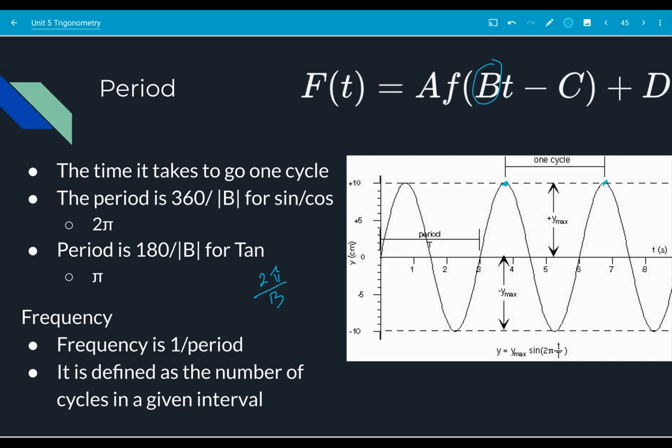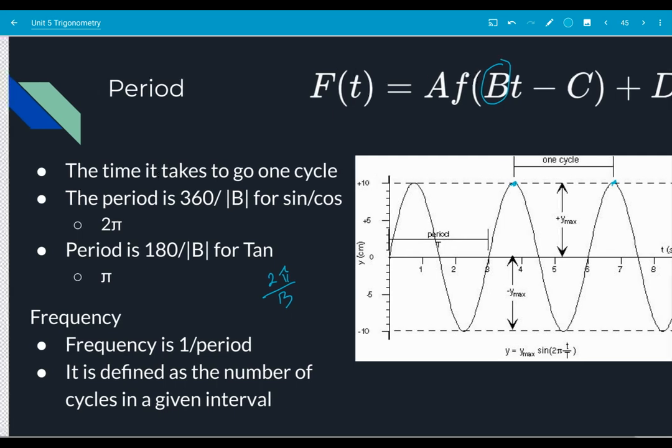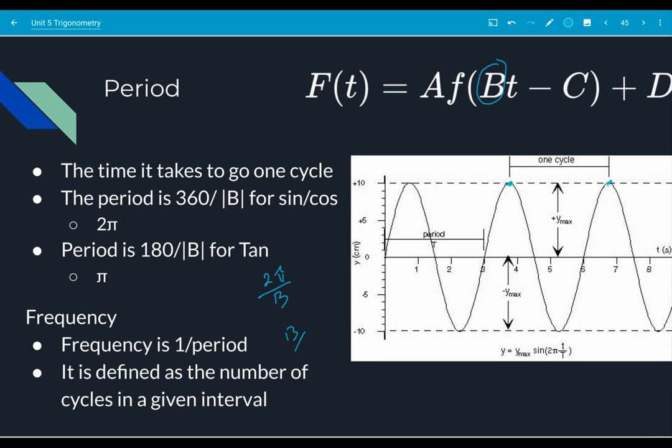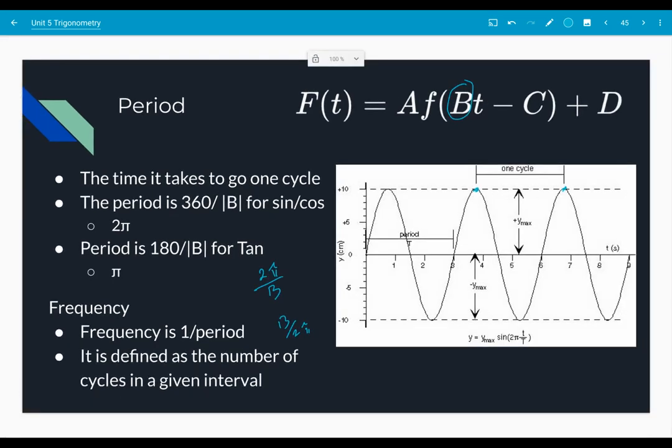Now, we will talk about periods in our problems, but in the real world, most of the time we talk about frequency, which is 1 over the period. So it's going to be b over 2 pi or b over 360. Okay. What that represents is the cycles in a given time interval. Usually it's cycles per second. So if we look at our example here, one cycle goes from here to here. So this occurs at slightly before 1, and then we'll say that's slightly before 4.